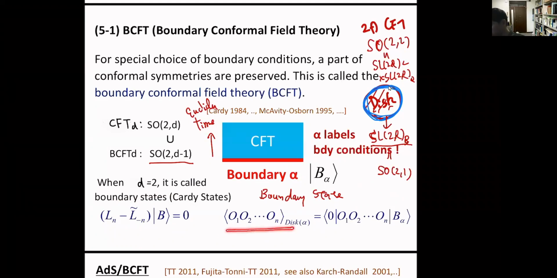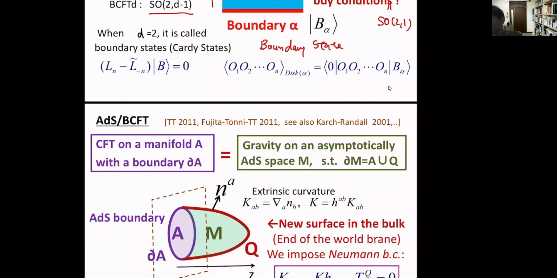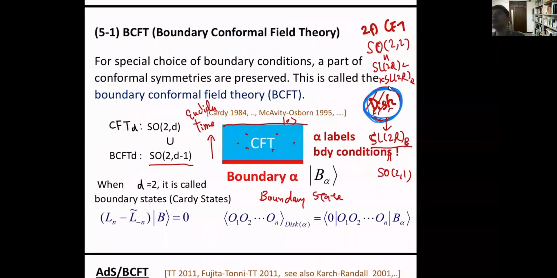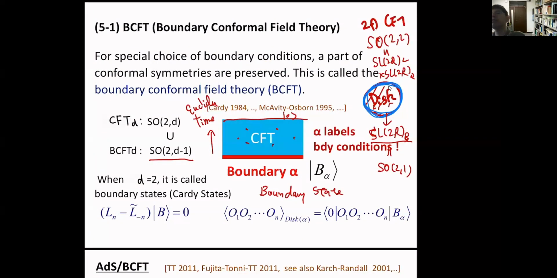And if we talk about the disk amplitude, you can insert some operator here, and this is equivalent to inserting this boundary state. Then we can attach the vacuum state, and with the conformal map to this disk, we can calculate the amplitude this way. Anyway, this is boundary conformal field theory. For example, the simplest example: you can take a massless scalar field and impose Neumann or Dirichlet boundary conditions at the boundary. That also defines a boundary conformal field theory, the basic example.